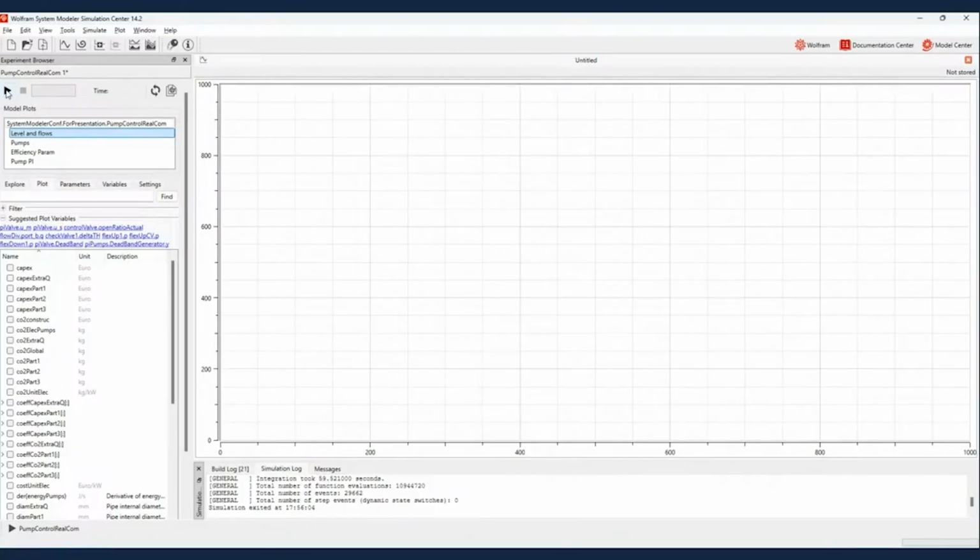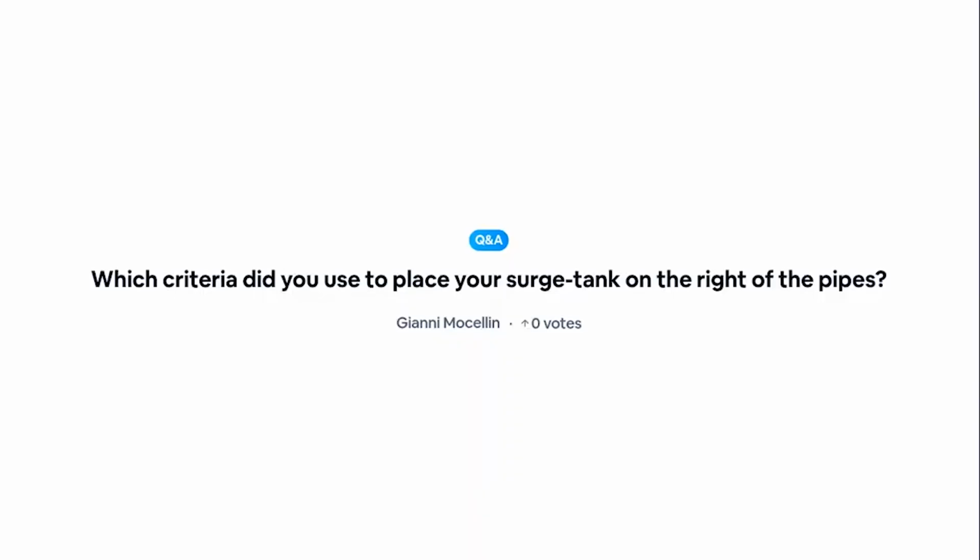Right. And which criteria did you use to place your surge tank on the right of the pipes or to the left? Well, Pedro, maybe you can answer this question. Yeah, I was typing it right now.